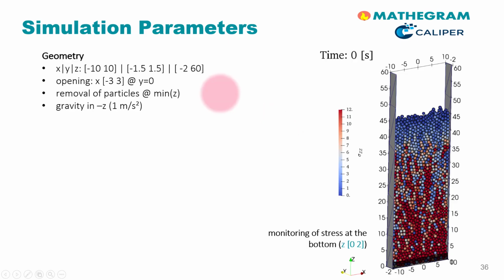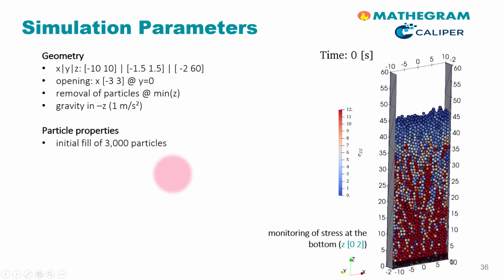The depth of the hopper is 60 particle diameters, and after the discharge region, a region with a length of 2 particle diameters is simulated. The opening has a width of 6 particle diameters, and we apply gravity in the negative z direction with a strength of unity. As you can see here at the bottom right, the region of interest for the stress monitoring that we do has a height of 2 dp and is located just above the opening.